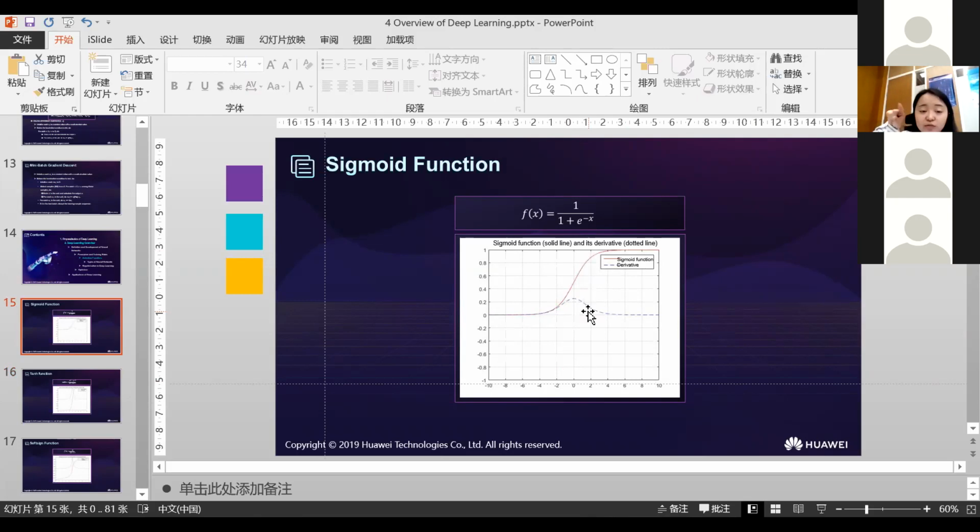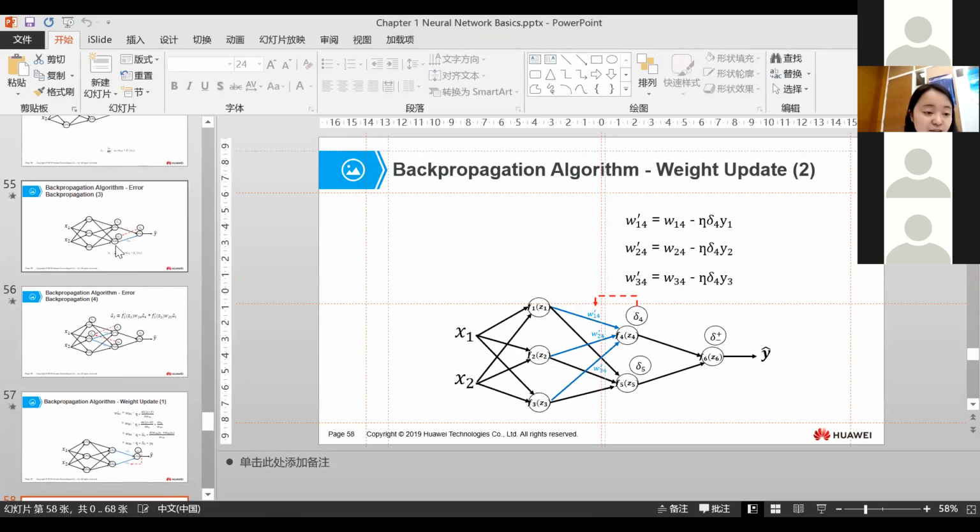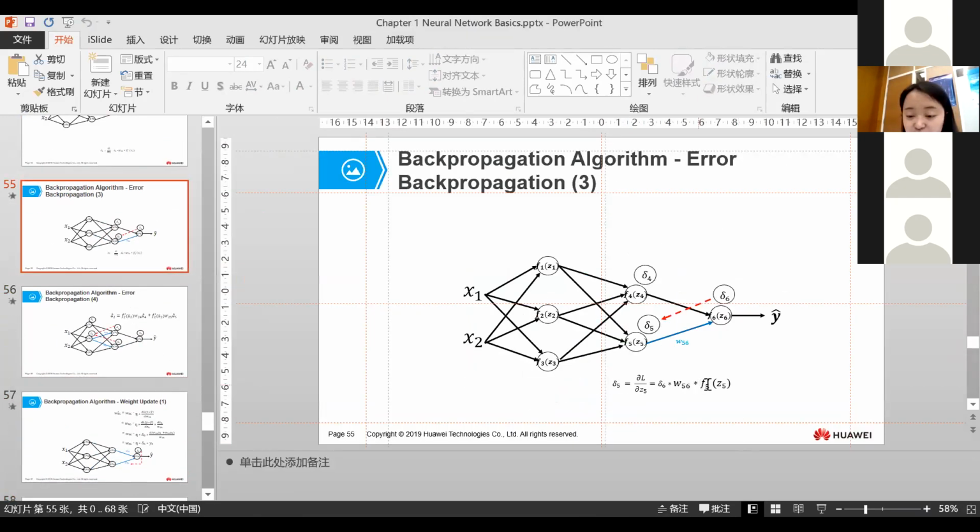The largest value of its derivative is just 0.25. That means if we use the sigmoid function, that is 0.25. This theta 5 will be smaller than theta 6.